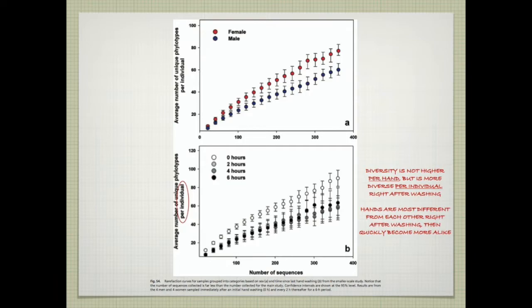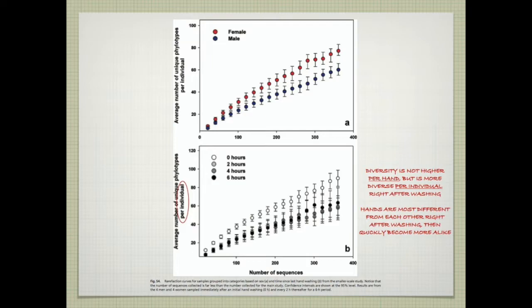Diversity is not higher per hand, but it's more diverse per individual right after washing. I find this really surprising. In other words, when you wash your hands, the diversity of organisms on your hand goes up, not down. What I take this to mean is that you're not washing off different kinds of organisms, you're washing off the high concentration organisms. And so when you add up the diversity after that, you end up with more diversity.